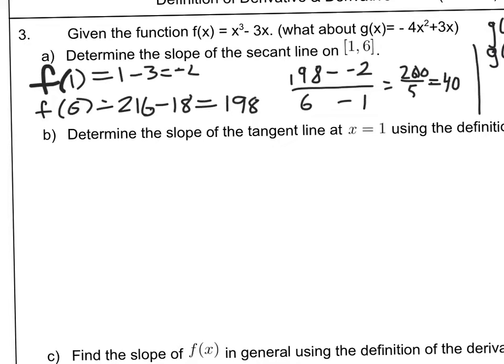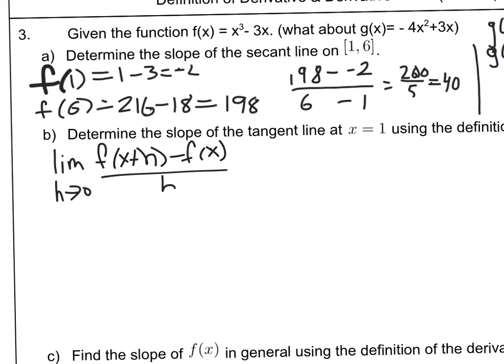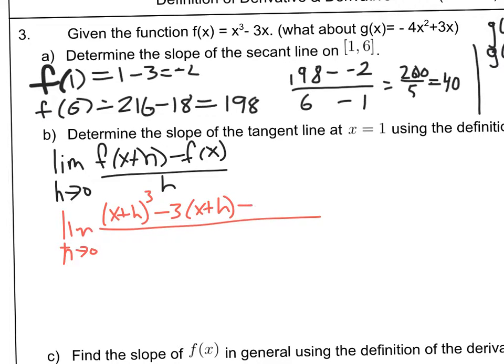So for the definition derivative, we know we're taking the limit as h approaches 0 of f of x plus h minus f of x, and divide that by h. Okay, f of x plus h. So we're looking at h approaches 0. That's going to be x plus h cubed minus 3 times x plus h. And that's going to be minus x cubed plus 3x, all divided by h.